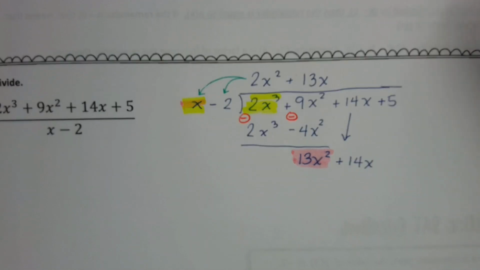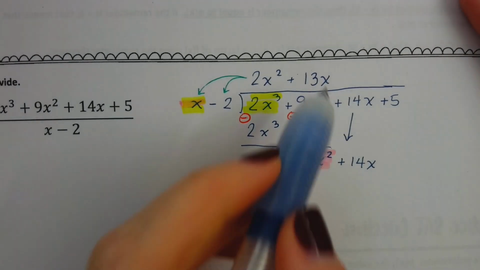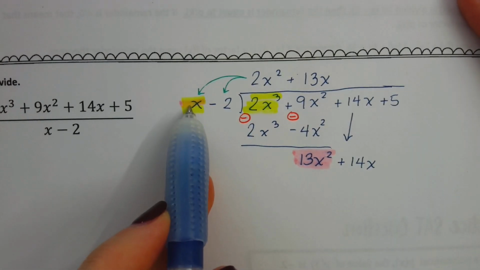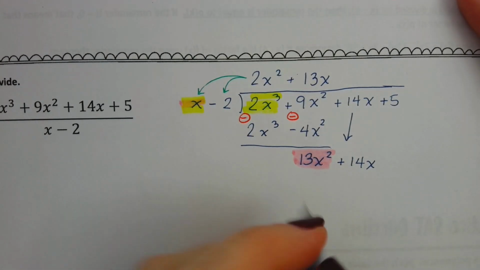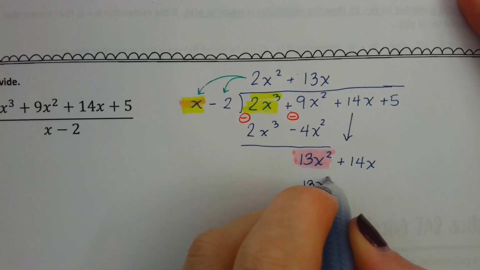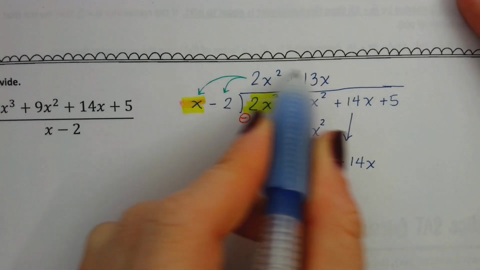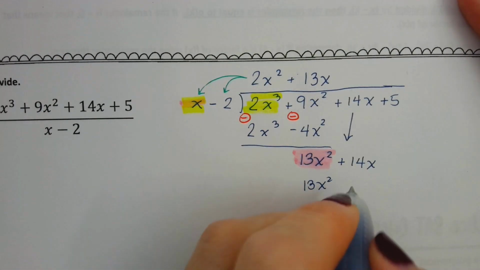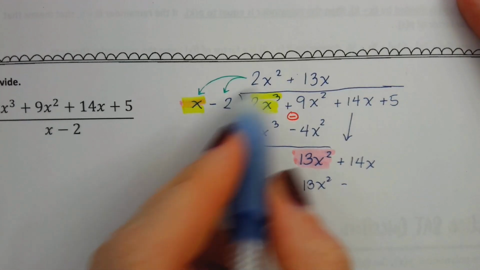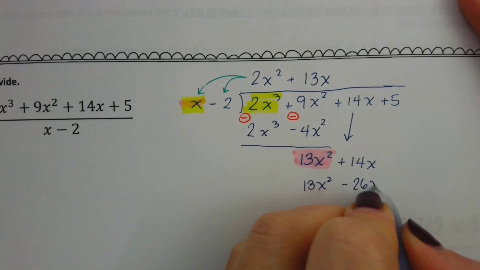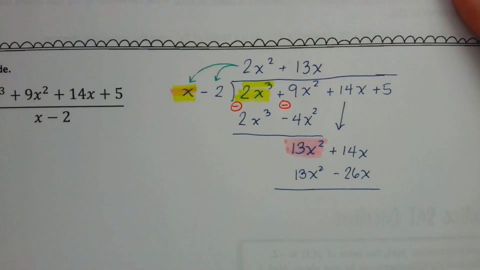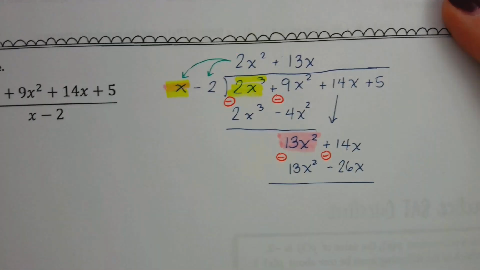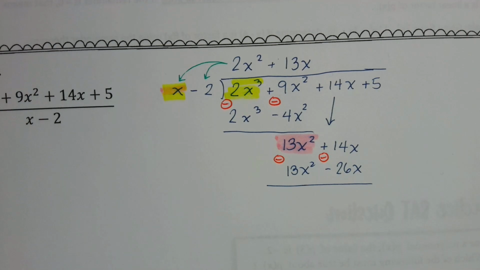Okay, and then we're going to take that 13x and multiply it off the side. 13x times x is 13x squared, good. 13x times negative 2. It's definitely negative. Negative what? 26x. Very good. And then what do I do with these two? Subtract them. Again, here's where you're going to make a mistake. Feel free to write it down just in case.